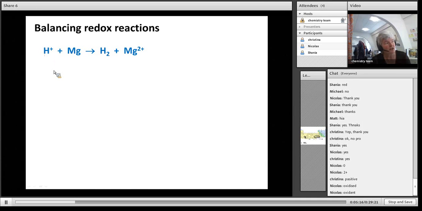Okay, now, going back to balancing redox reactions. This is a fairly straightforward one. I think you could just look at it and balance it. How would you balance it? You just have to actually put one number in there. And what would it be?